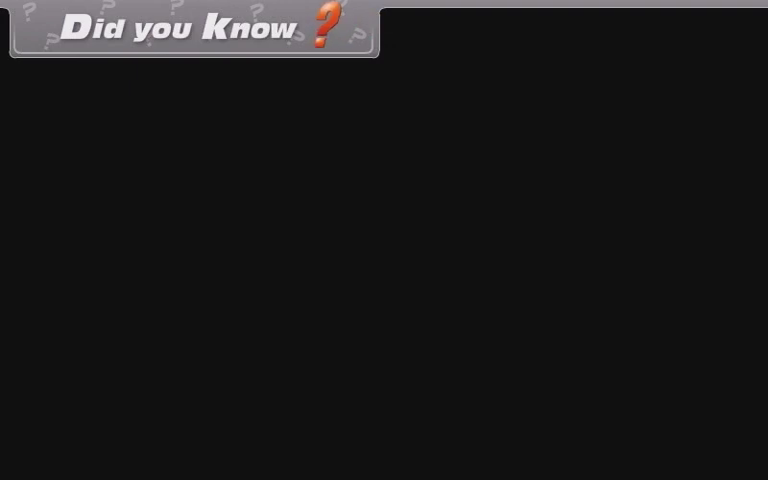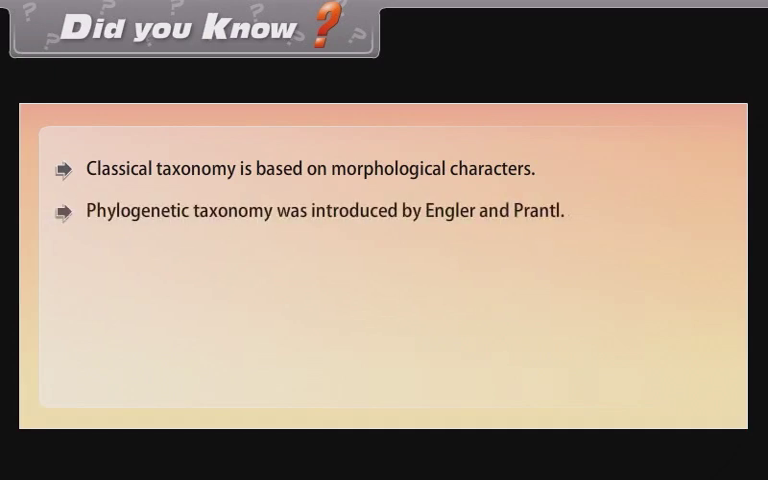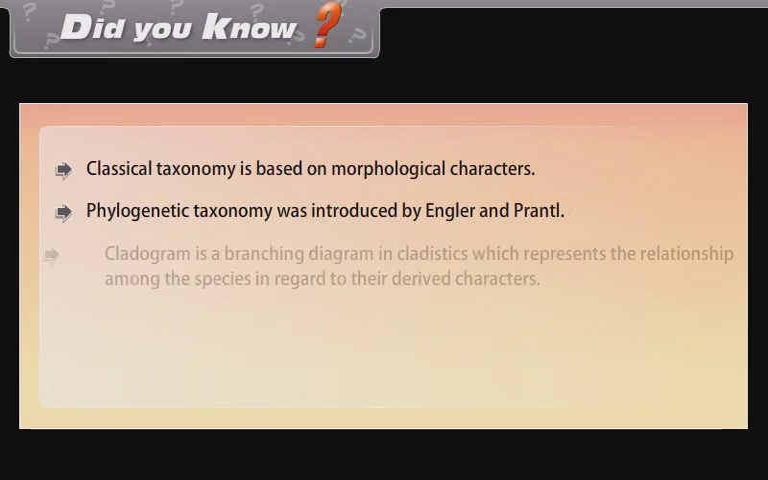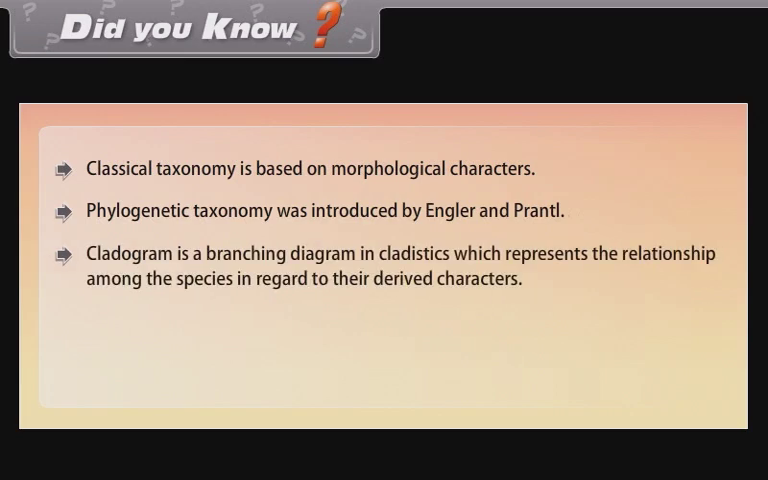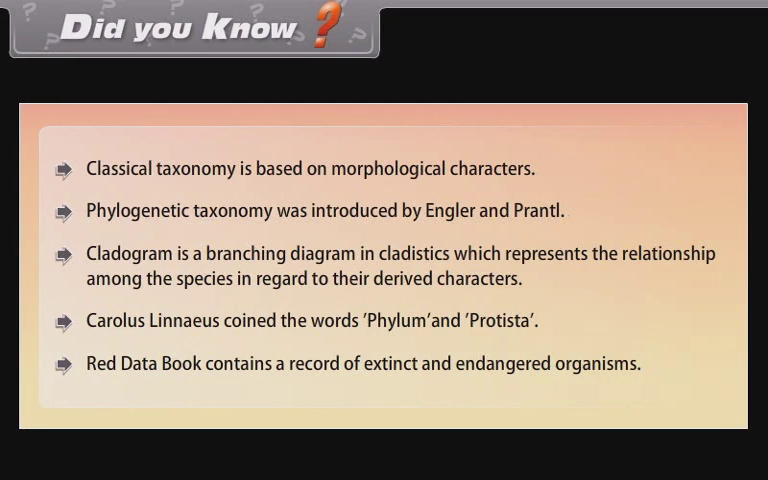Did you know? Classical taxonomy is based on morphological characters. Phylogenetic taxonomy was introduced by Engler and Prantl. A cladogram is a branching diagram in cladistics, which represents the relationship among the species with regard to their derived characters. Carolus Linnaeus coined the words phylum and protista. The Red Data Book contains a record of extinct and endangered organisms.